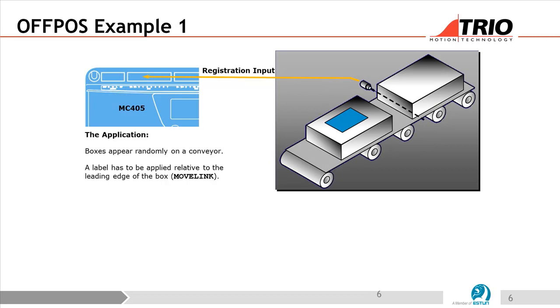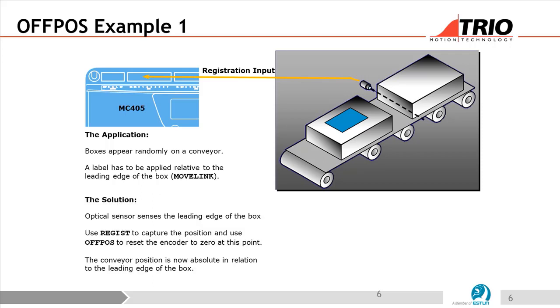So a little example with boxes on a conveyor. We just want to zero the axis when the box passes the light beam. So we effectively just use Regist to capture the position. We need to arm the registration and then use a thing called OFFPOS to reset the encoder. So this OFFPOS command basically adds whatever value you've got to the MPOS value. Okay, so it's like DEFPOS, but it's doing an offset rather than defining it. It's adding that value on.